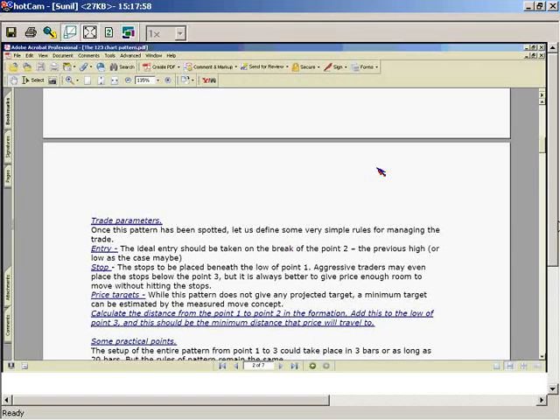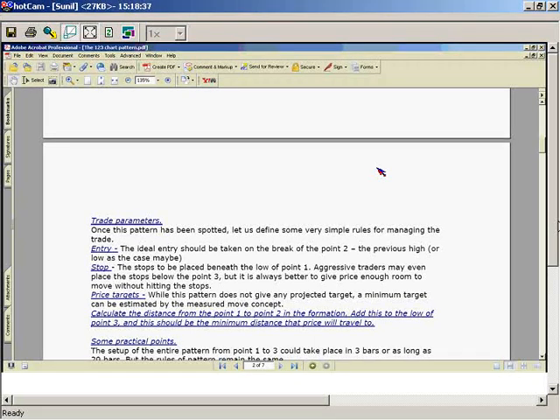Now, once this pattern has been spotted, let's define some very simple rules for managing the trade. A trade is never a fire and forget system, where you take a trade and just forget about it. No, a trade has to be managed. Would you start off a business and, how's the comparison I could give, book an order for something and forget about it? That, okay, if the customer calls up and he finds out, then I'll start moving on it. No, that's not the way. Trading is a business.